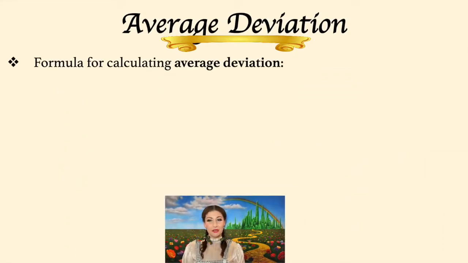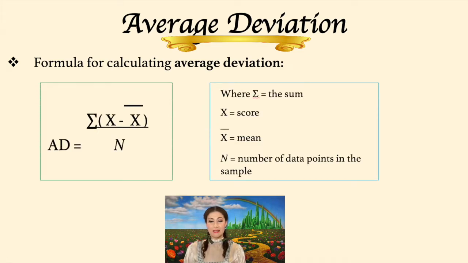So if we look at the formula for calculating average deviation, it looks something like this. So we can see that average deviation is equal to the sum of every score minus the mean divided by the total number of data points we have. Now, if you're thinking to yourself, this looks familiar, you're absolutely right, because you did learn how to calculate a part of average deviation last week when we talked about central tendency.